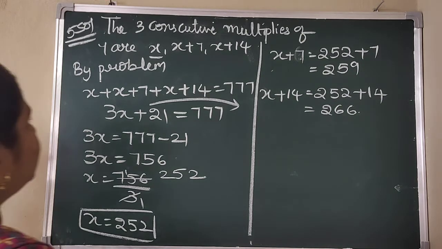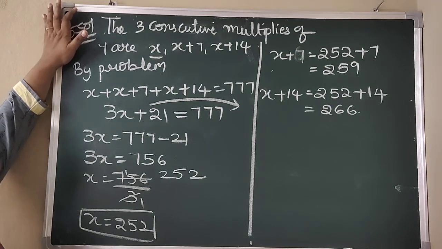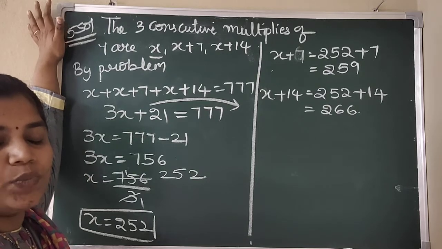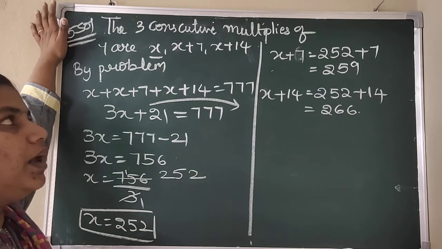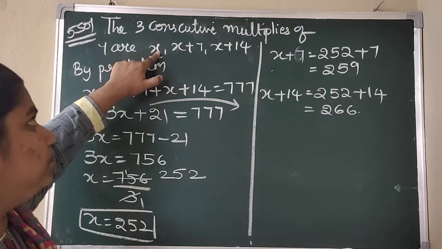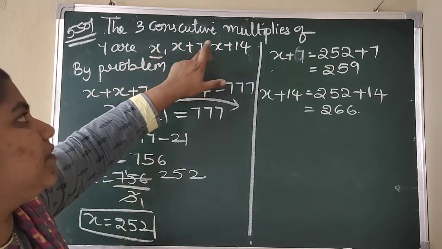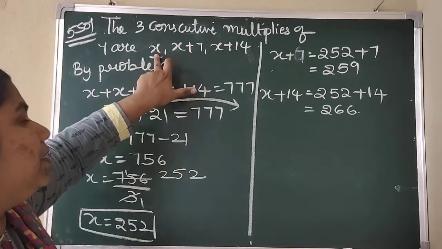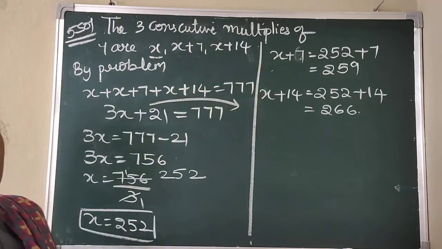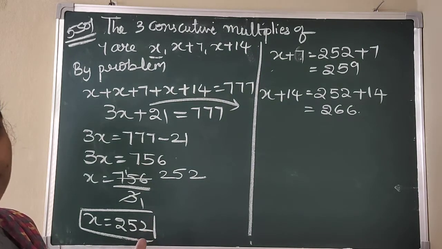Okay, so once again you see this. They told that the 3 consecutive multiples of 7. So what are the 3 consecutive multiples of 7? It will be 1, 7 and 14. So this 1, 7 and 14 we are giving in the form of alphabets, in the form of variable. So this will be x, this will be x plus 7 and this will be x plus 14. 7 plus 7 will be 14. 7 plus 14 will be 21. So what are the multiples of 7? 7, 14 and 21. 3 consecutive multiples.